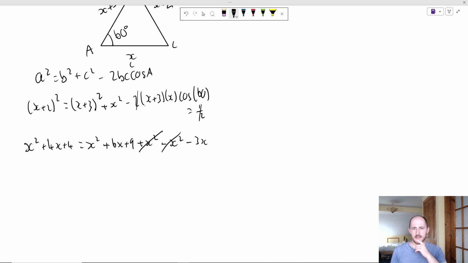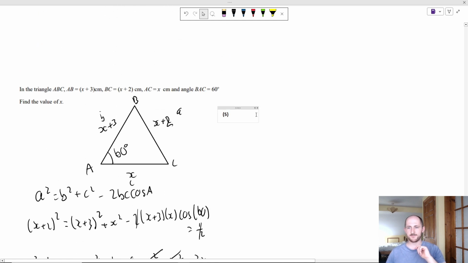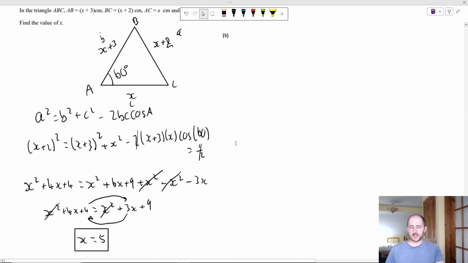Perfect, so now we can simplify this. So we have x squared plus 4x plus 4 equals just x squared plus 6x minus 3x, that's plus 3x, and then plus 9. We can then minus x squared from both sides. That makes my life slightly easier again. I'm going to move the 3x to the left side and the 4 to the right side. That gives me x equals 5. 5-mark question. Not too bad, eh? 5-mark question.